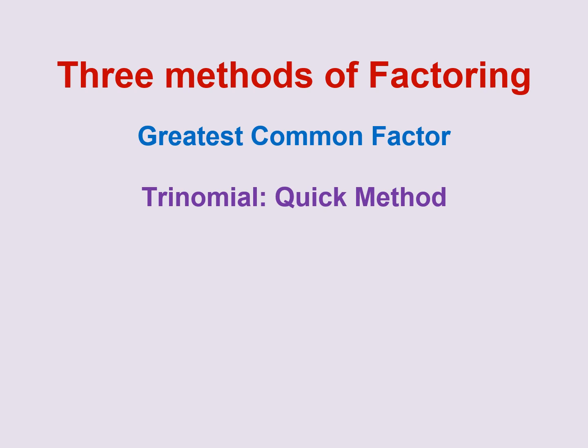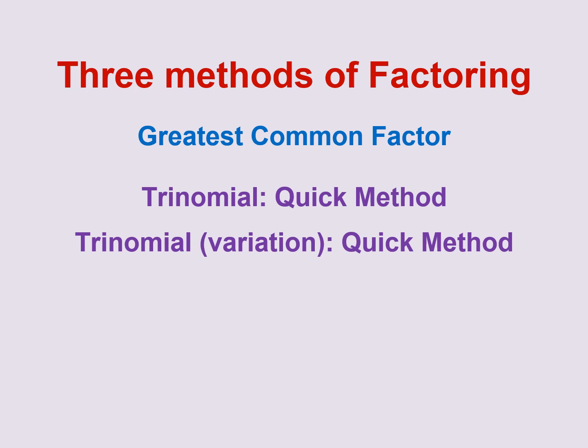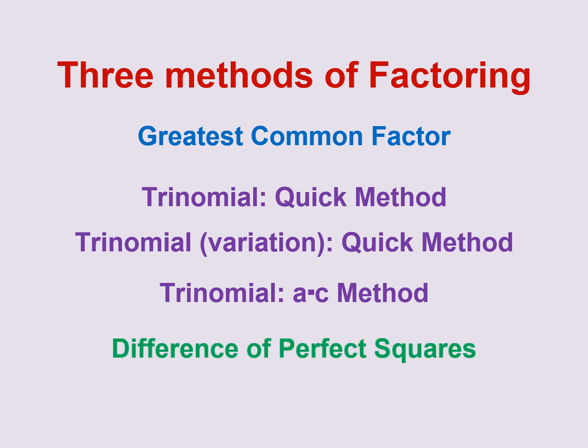The first way is called the quick method. There's also a variation on what a trinomial looks like when we use the quick method. And then there's the AC method. And the third type of factoring is difference of perfect squares.